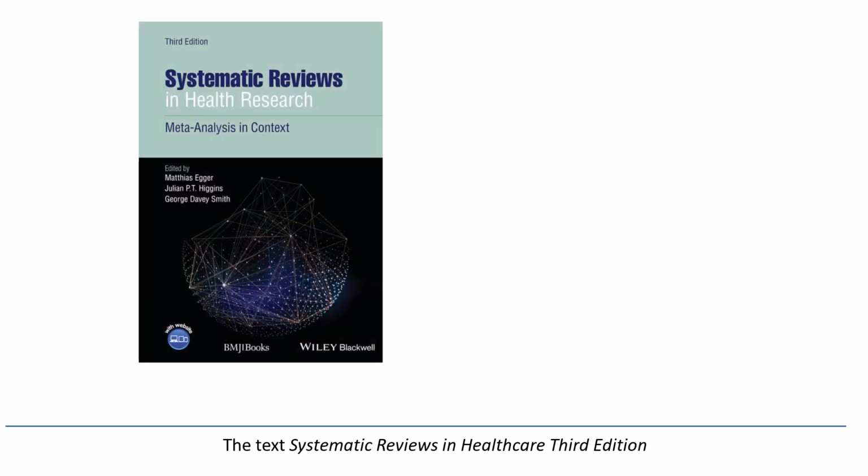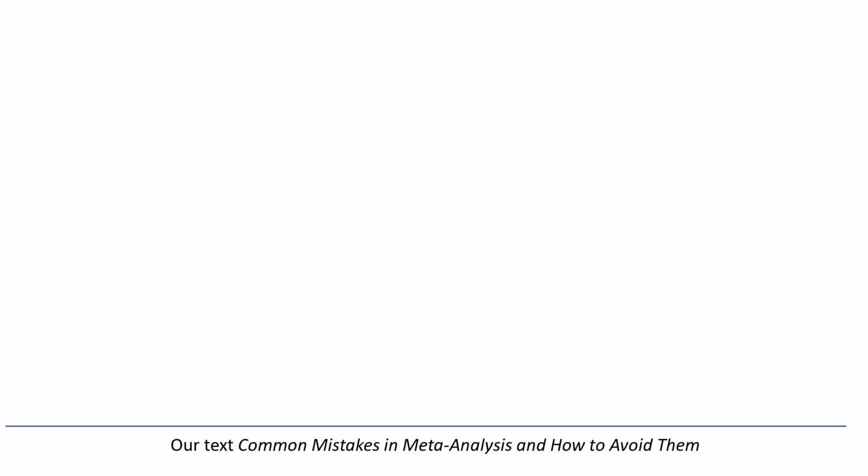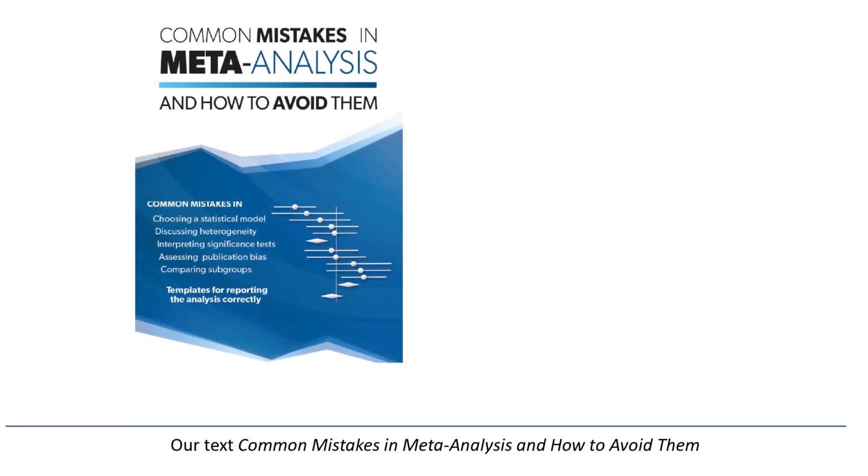The text, Systematic Reviews in Healthcare, third edition, has a chapter that shows how to run an analysis in CMA. You can download the data for this analysis on our website or on that book's website. Our text, Common Mistakes in Meta-Analysis and How to Avoid Them, features numerous examples using CMA.